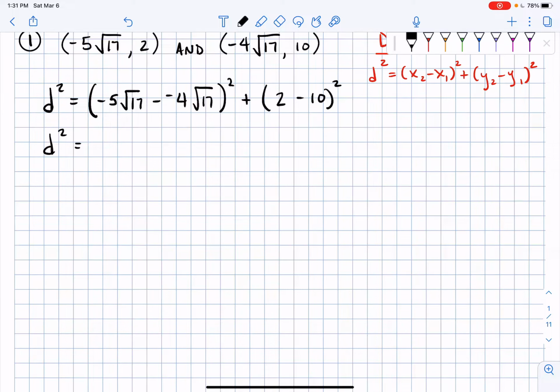Since I have a negative 5, these are like radicals, so I can actually add them together. So I look at the negative 5 minus a negative 4, which means negative 5 plus 4. So I'm going to have negative 1 square root of 17, which in actuality, I don't need that 1 anymore, okay? Squared, plus a negative 8 squared.